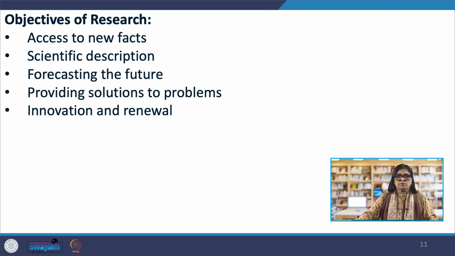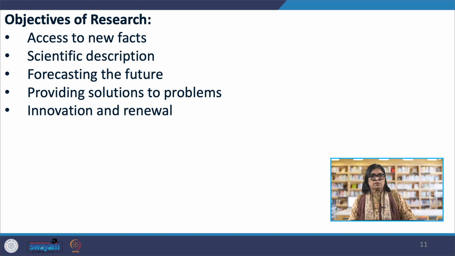Some objectives of research include access to new facts: research can help discover new information. Scientific description: research can help describe a phenomenon or group. Forecasting the future: research can help predict future events. Providing solutions to problems: research can help find logical solutions to problems. Innovations and renewal: research can help create new ideas and improve existing ones.